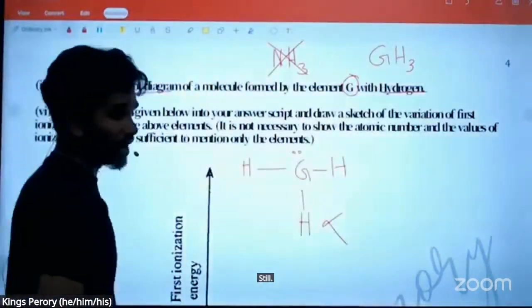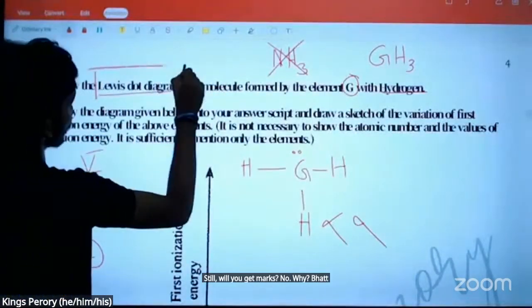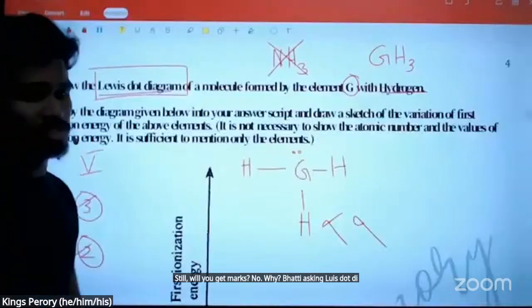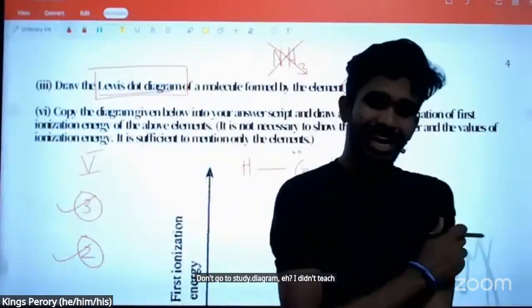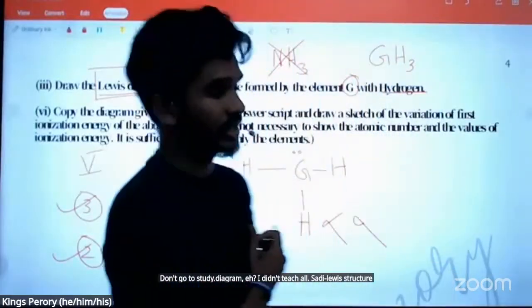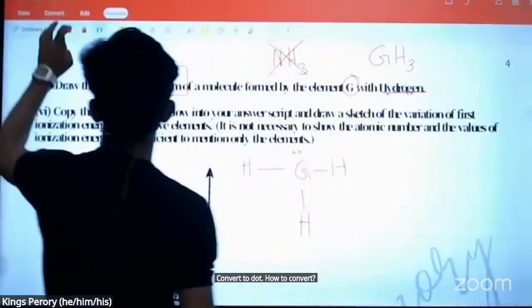Still, will you get marks? No. Why? What are they asking? Lewis dot diagram. Convert it into a Lewis dot diagram. Don't go study the dot diagram, I didn't teach all; study the Lewis structure. Convert to dots. How to convert?